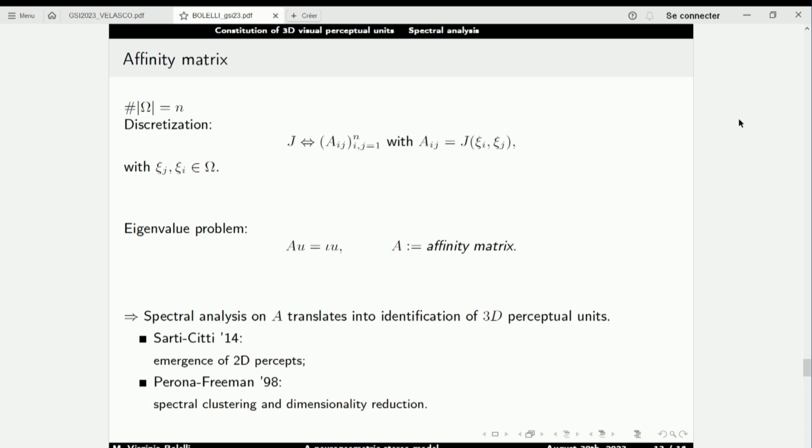This has been shown in the bidimensional case for the emergence of bidimensional percepts by Sarti and Citti, and this work is linked with spectral clustering and dimensionality reduction results of Perona and Freeman. So, I will conclude with some examples in order to illustrate these ideas.